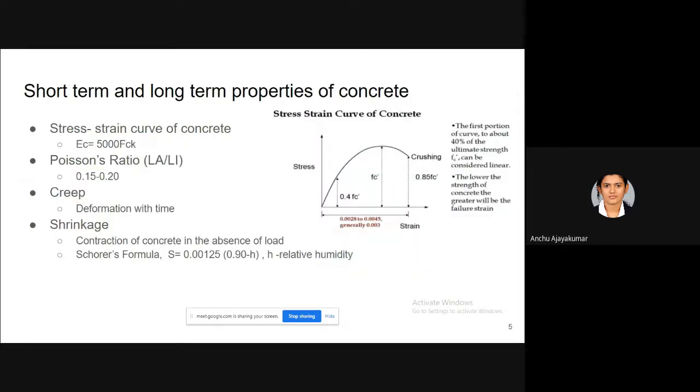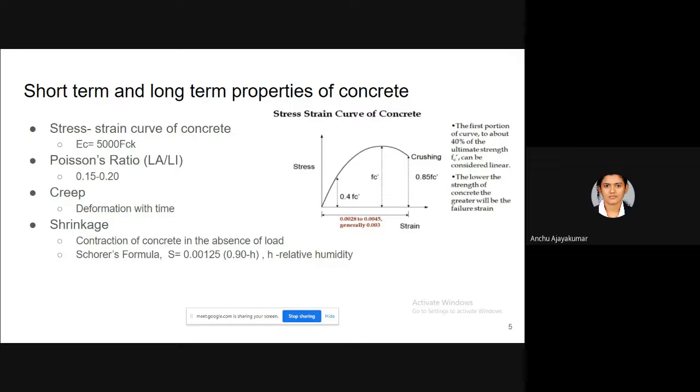Next is short-term and long-term properties of concrete. That is nothing but the stress and strain, as well as the Poisson's ratio, as well as creep and shrinkage. These are the four important long-term and short-term properties of concrete.